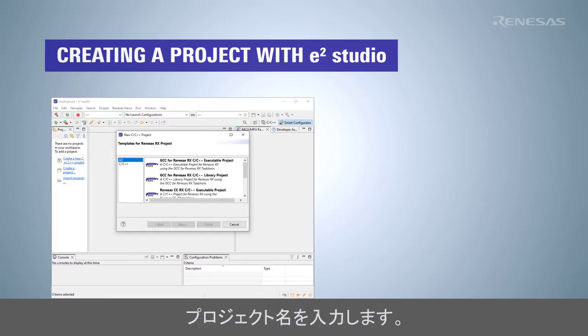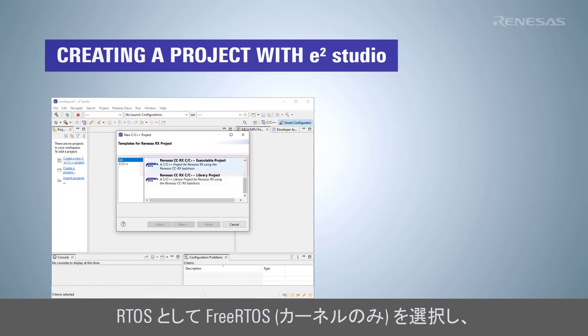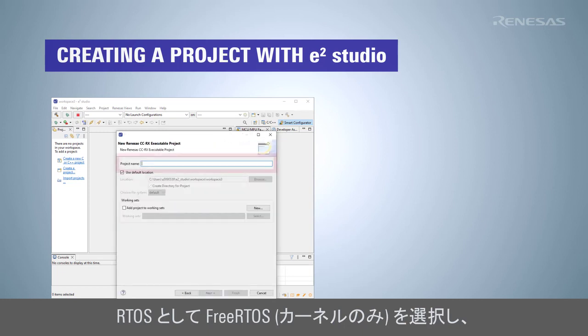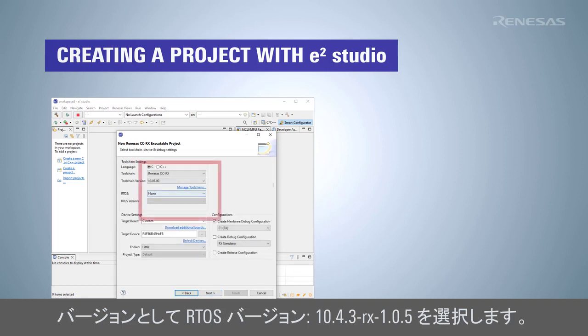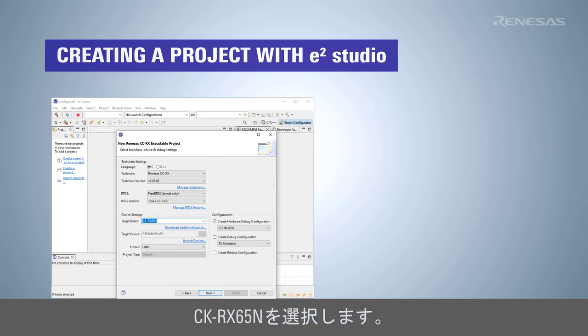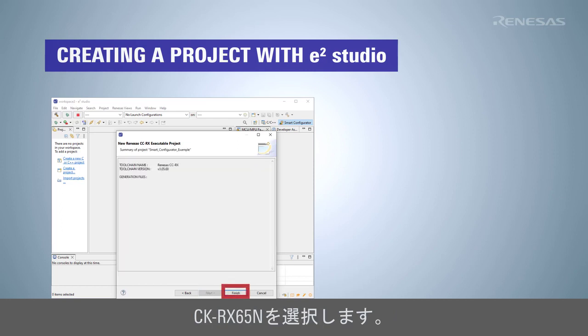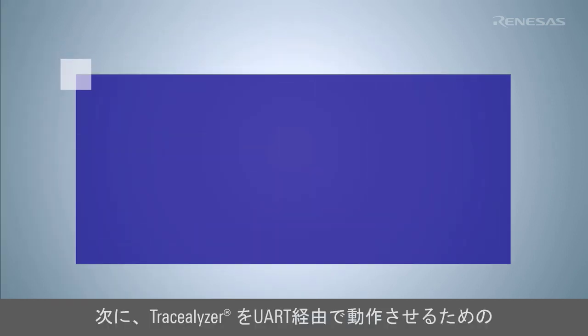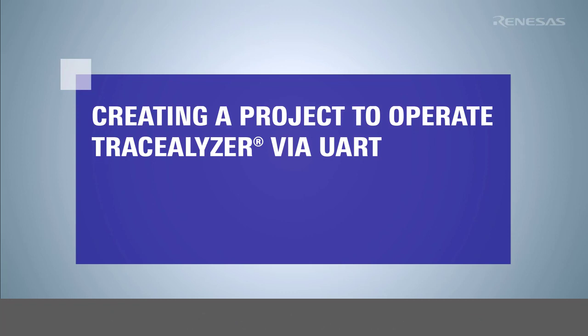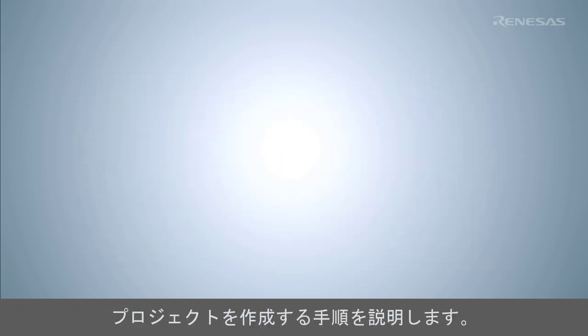Enter a project name. Select FreeRTOS kernel only for RTOS and RTOS version 10.4.3 RX 1.0.5 for version. Select CK-RX65N. Next, we will explain the procedure for creating a project to operate Tracealyzer via UART.